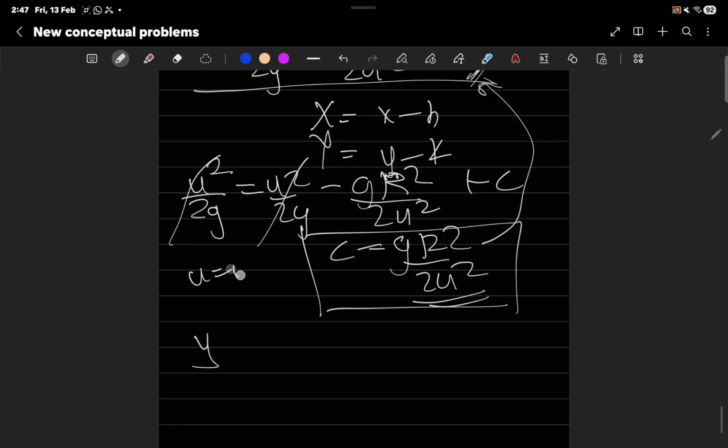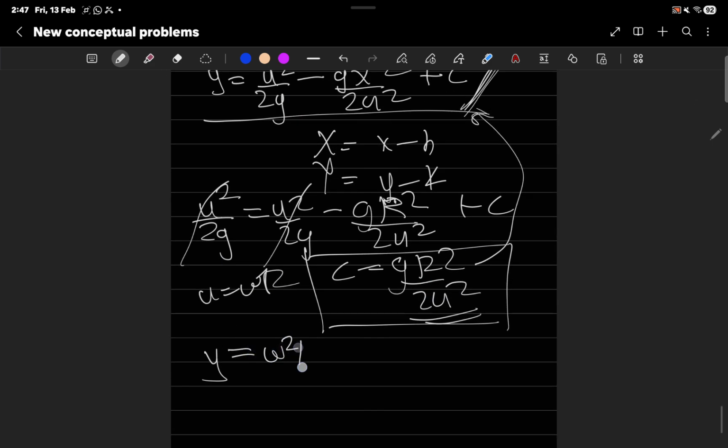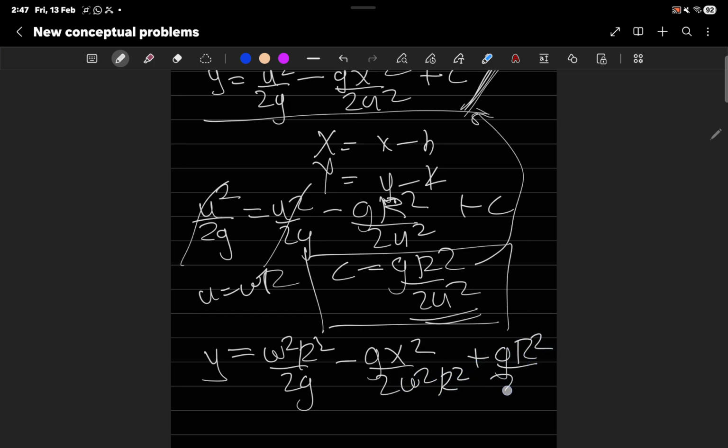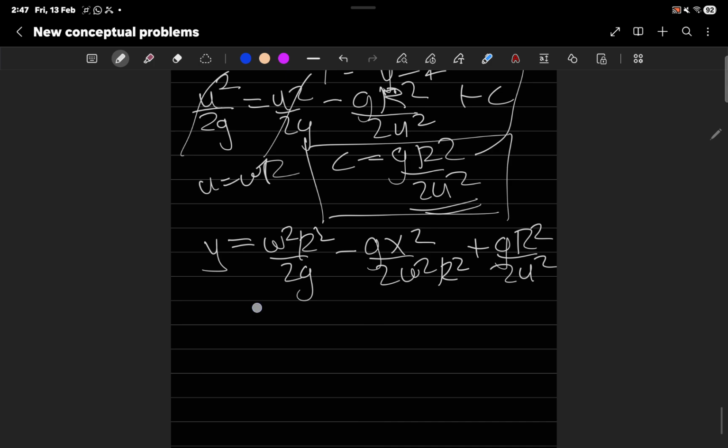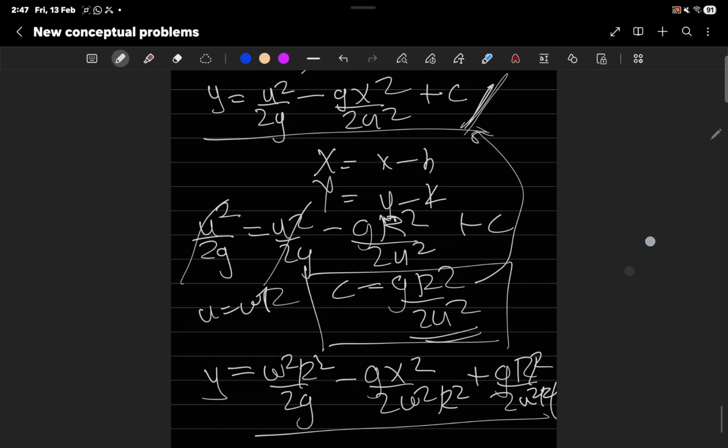And we write u equal to omega r, obviously. So y is equal to omega square r square by 2g minus g x square by 2 omega square r square plus g r square by 2u square. This is the final, so omega square r square, and then this gets cut. So this is the final result, which matches with the answer they have given in the video.